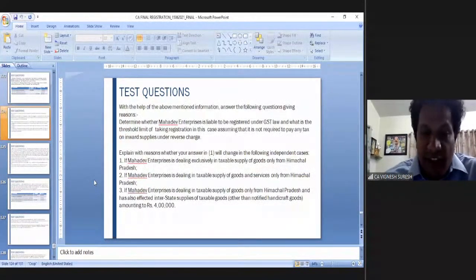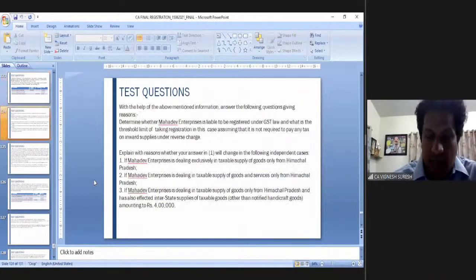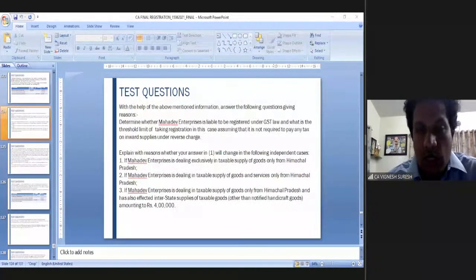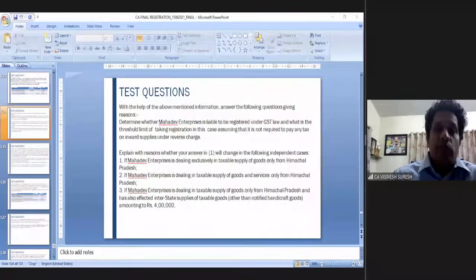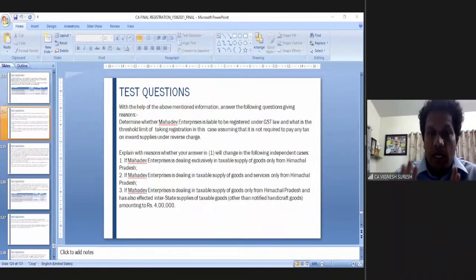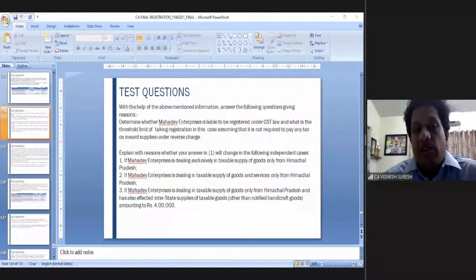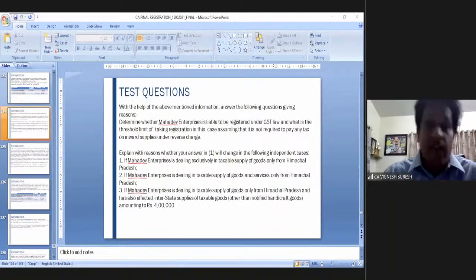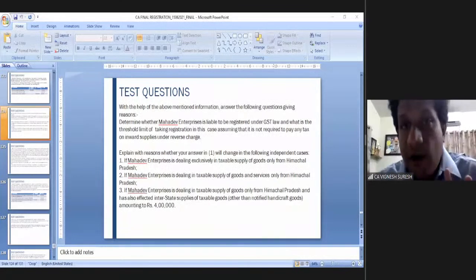Then, if Mahadev Enterprises is dealing exclusively in taxable supply of goods only from Himachal Pradesh, so only from Himachal Pradesh he is engaged in doing the taxable goods. So therefore, you should forget about Tripura, you should forget about Uttarakhand. Look only at Himachal Pradesh. What is the threshold limit of registration for Himachal Pradesh in case of taxable goods? It comes under the 40 lakhs bracket.